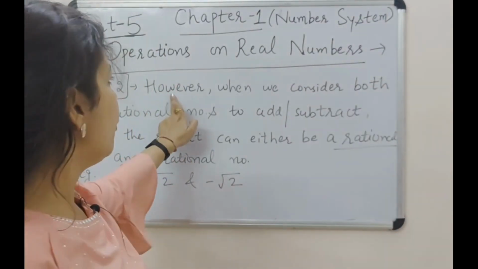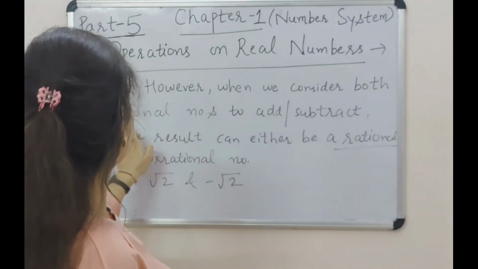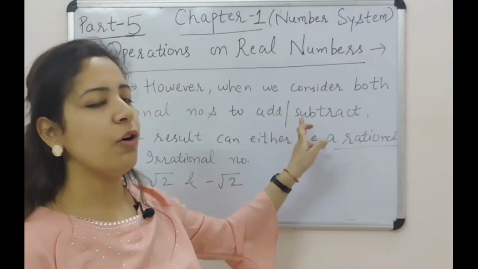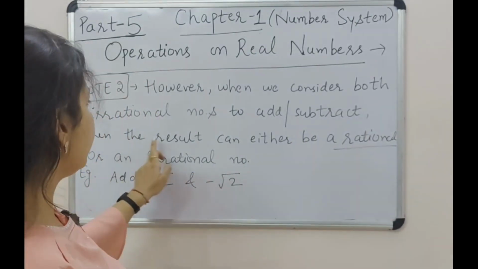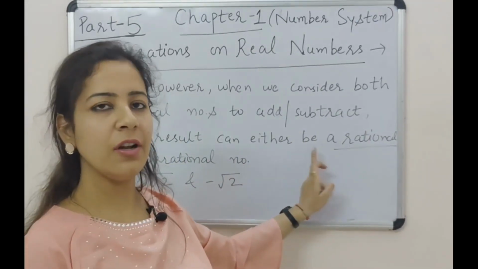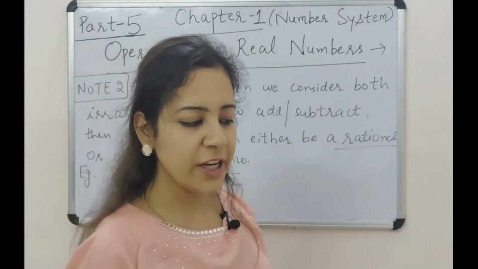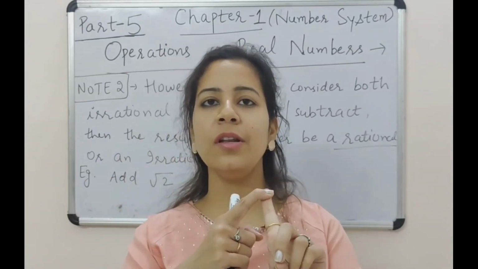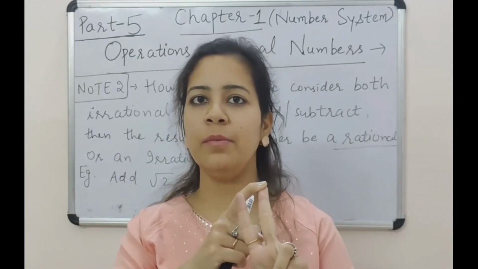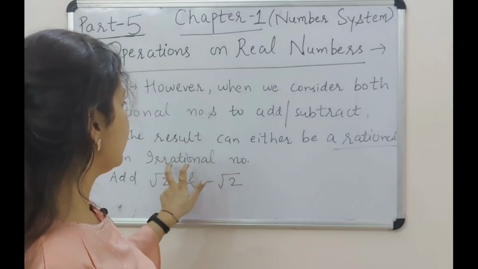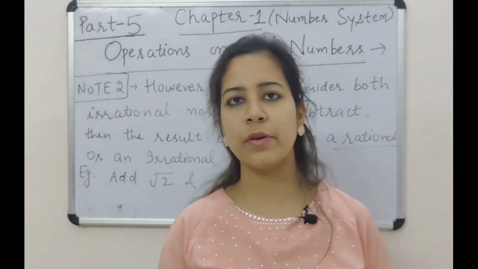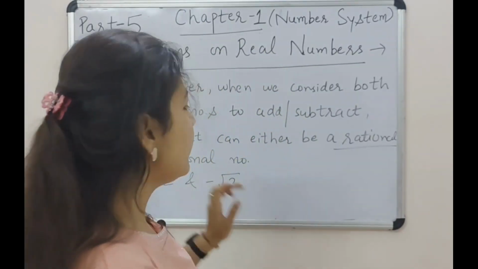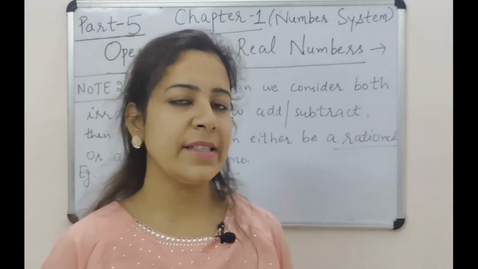Note 2 is, however, when we consider both irrational numbers together and then we add, subtract or perform any other operation, the resultant can either be a rational or an irrational number. Now what is the change over here, friends? Initially in note 1, I told you to consider a rational and another one an irrational number. But now when we are considering both irrationals and operating them together, your resultant can either be a rational or an irrational number.